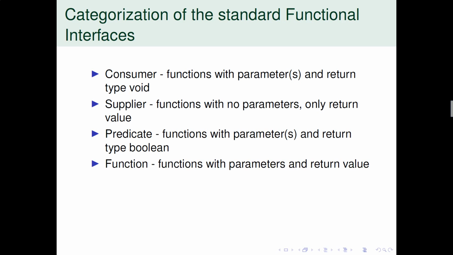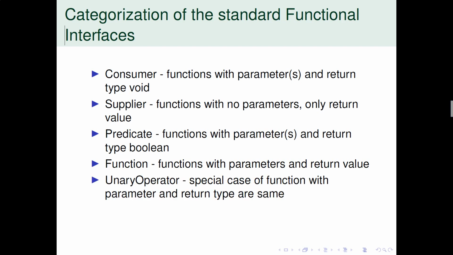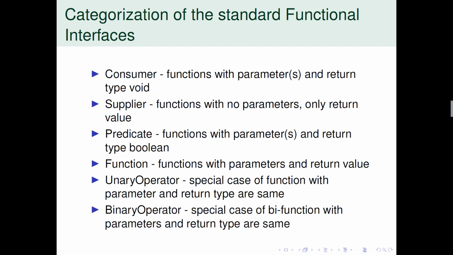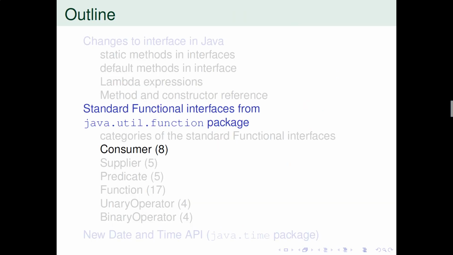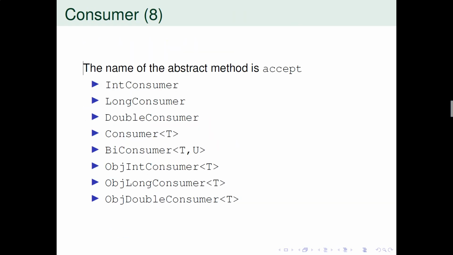And then we have the function. They take inputs and return a value also. A return type other than void will be there. Void and Boolean are covered, but these will have inputs also. If the input and return type are the same, we call it a unary operator, or a binary operator, where inputs and return type, all three, are the same. So that's how I have done the categorization, and these are the names of the abstract methods.